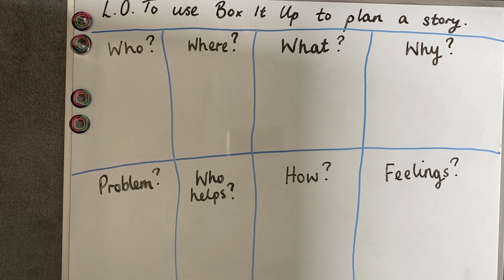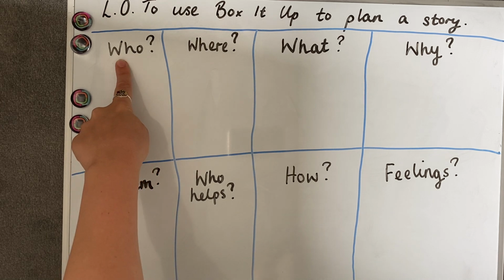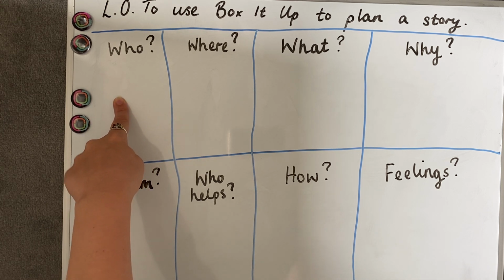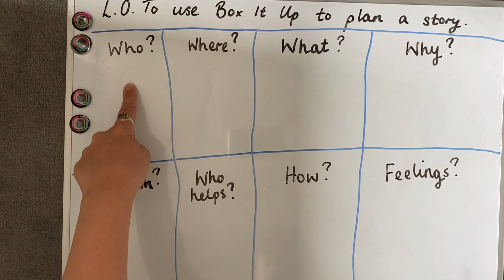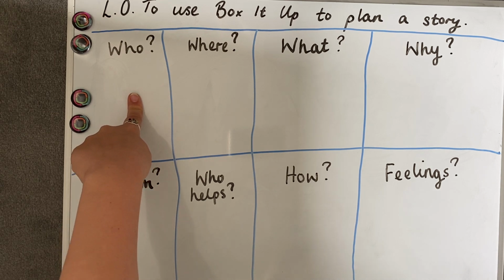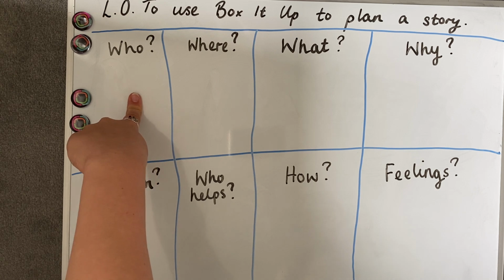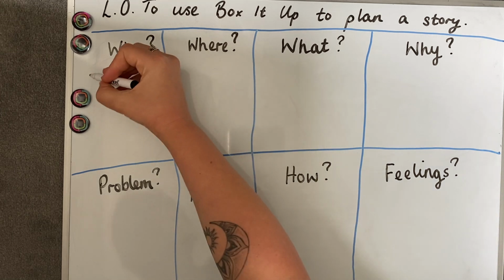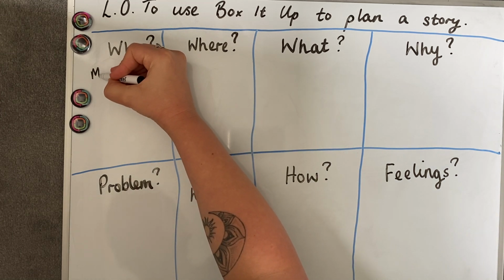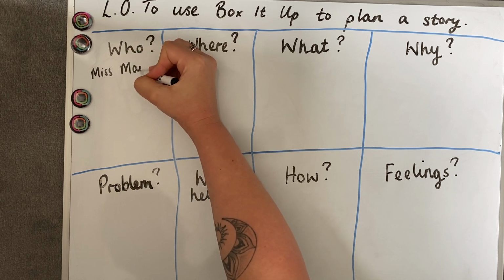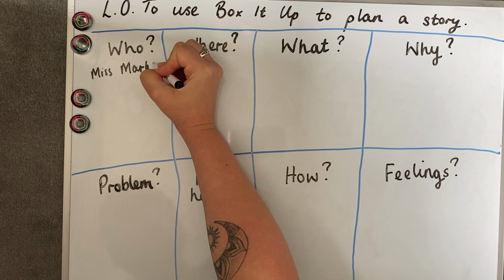So boxing it up. The first section of Box It Up is who. And in the Box It Up document that's on our class site or that's on your home learning sheet, it says who are the characters in your story and what ways can you describe them. Now in my story, I would like to have Miss Marks and her super dog, Dora.